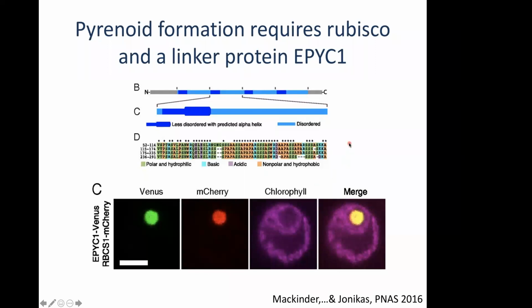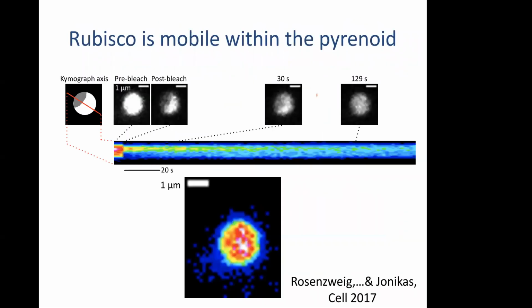But one can actually do experiments to show that EPIC1 by itself does not phase separate. Rubisco by itself does not phase separate. But you put them together and they will phase separate. So that's great. It's an example of this two-component system, but there's actually a little bit more to it than that. So, first, it is liquid, and this is tested in living cells.